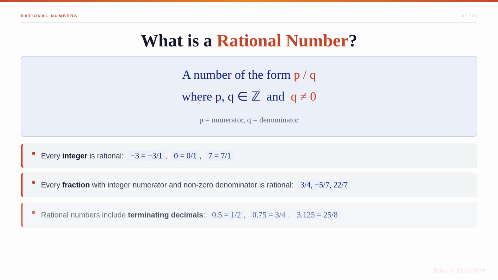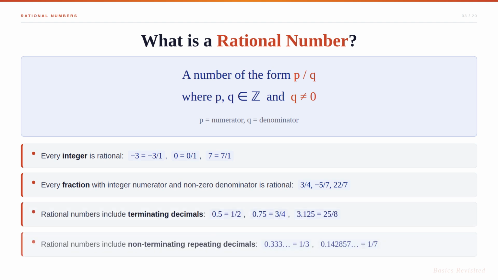Terminating decimals are rational. 0.5 equals 1 over 2, 0.75 equals 3 over 4, 3.125 equals 25 over 8. Non-terminating repeating decimals are also rational. 0.333 repeating equals 1 over 3. 0.142857 repeating equals 1 over 7.